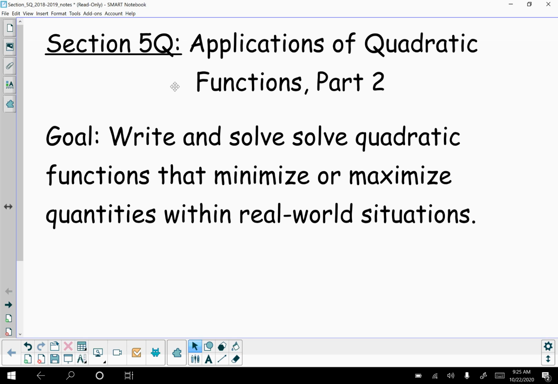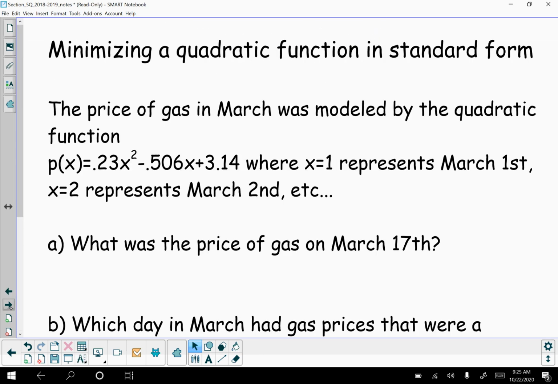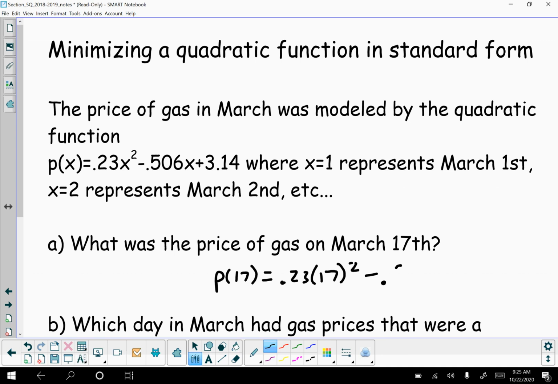So we're going to be writing quadratic functions to maximize or minimize quantities in real world situations. It talks about the price in March being modeled by this quadratic equation, where x equals 1 is March 1st, x equals 2 is March 2nd, etc. What was the price of gas on March 17th? So I'm going to do P at 17, which means I'm going to go 0.23, and then I'm going to plug 17 squared in minus 0.506 times 17 plus 3.14.